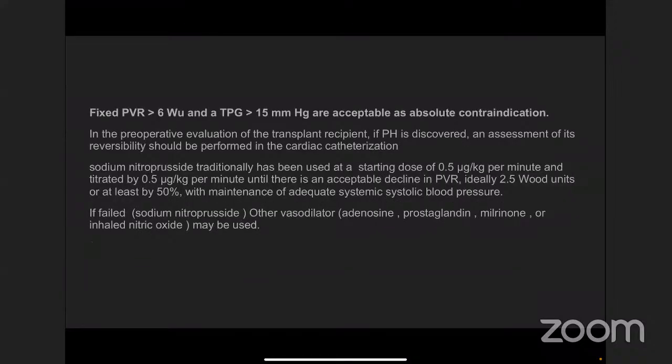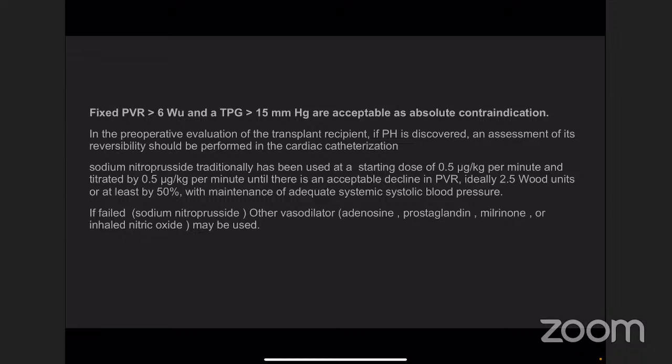The second contraindication is a fixed pulmonary vascular resistance of more than 6 Wood units and a transpulmonary gradient of more than 15 as acceptable absolute contraindications. In the preoperative evaluation of the transplant recipient, if pulmonary hypertension is discovered, an assessment of its reversibility should be performed in the cardiac catheterization lab. Sodium nitroprusside traditionally has been used at a starting dose of 0.5 mcg per kg per minute and titrated by 5 mcg per kg per minute until there is an acceptable decline in the pulmonary vascular resistance.